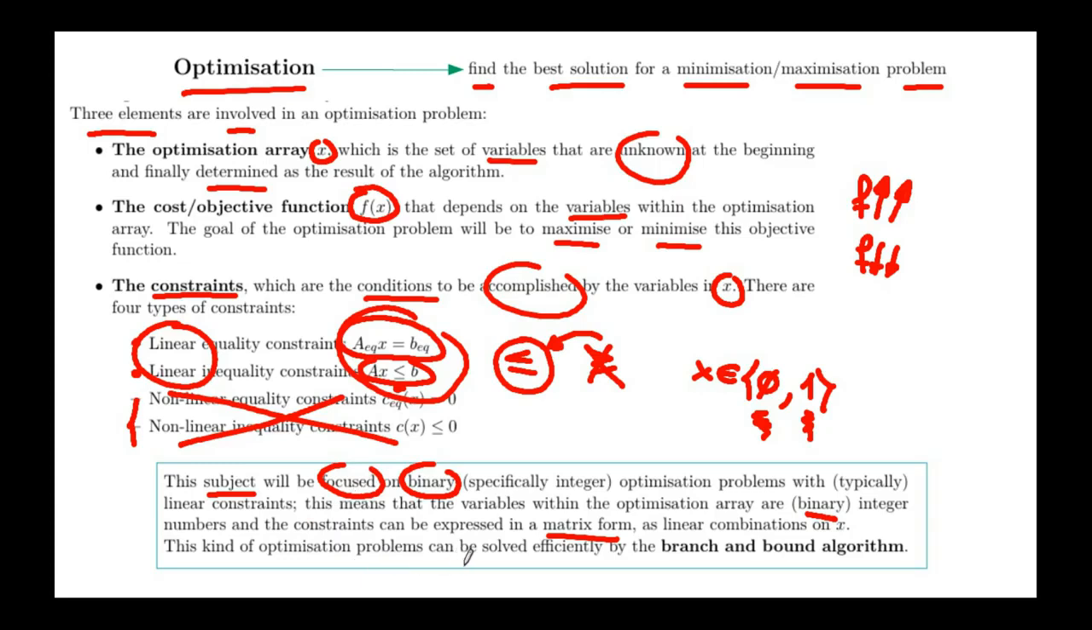This kind of optimization problems can be solved efficiently by the branch and bound algorithm. So, in order to find further information, I encourage you to find out some information about this algorithm. This is not my objective today. My goal for today's lecture is only to show you how to state, how to define an optimization problem for our aim within the course.